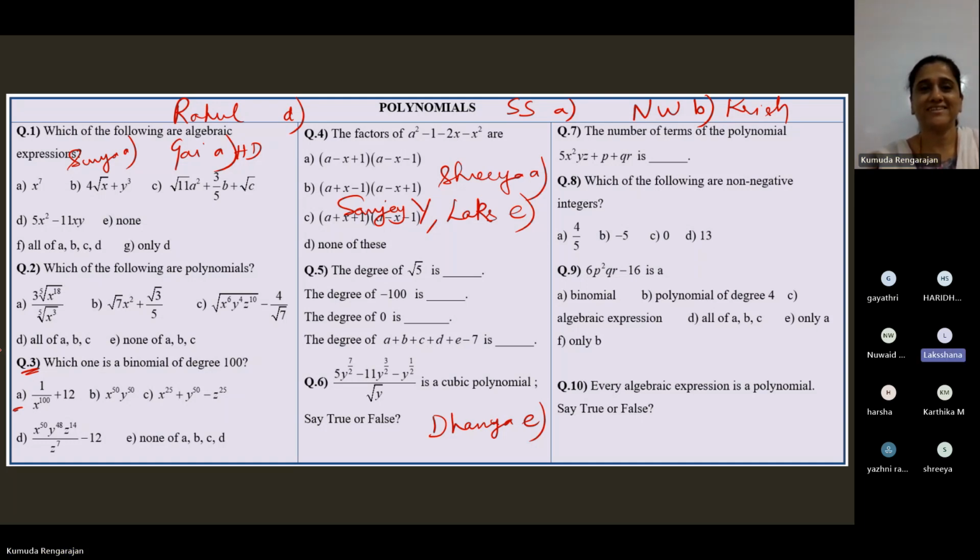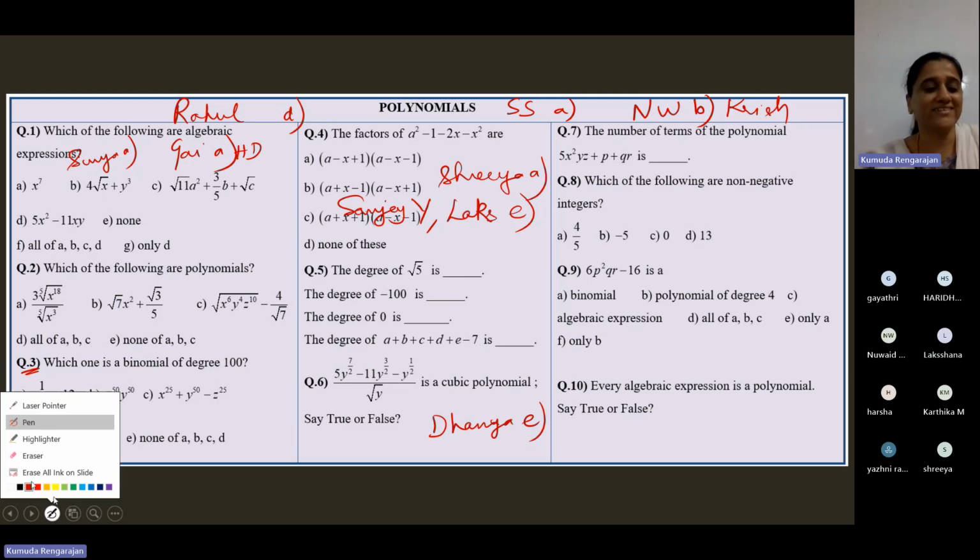Because a binomial is a polynomial which has two terms, and in this case it is like x to the power minus 100, where the power is negative. Therefore, it's not a polynomial. Correct. Very good. Therefore, we cannot consider it as a binomial. You're right.